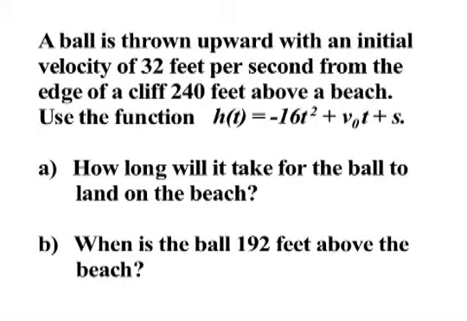A ball is thrown upward with an initial velocity of 32 feet per second from the edge of a cliff 240 feet above a beach. Use the function h of t equals negative 16t squared plus v sub 0 t plus s. A. How long will it take for the ball to land on the beach?